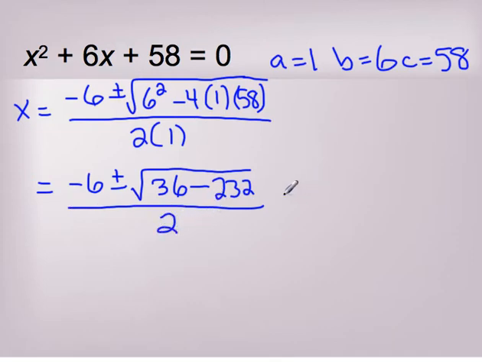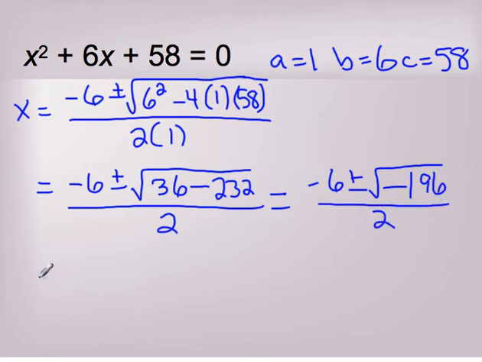Now, if I continue to do this work, it's going to be negative 6 plus or minus the square root of negative 196 all over 2. That's going to leave us with negative 6 plus or minus the square root of negative 196. First of all, I know there's going to be an i. And the cool thing about 196 is that actually is a perfect square, and it's going to be 14. Okay, so it's going to be negative 6 plus or minus 14i over 2.